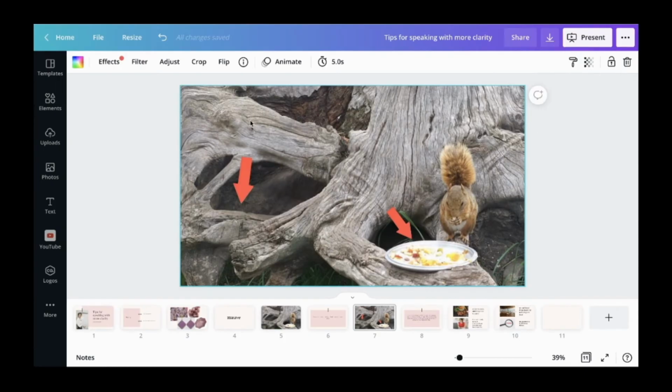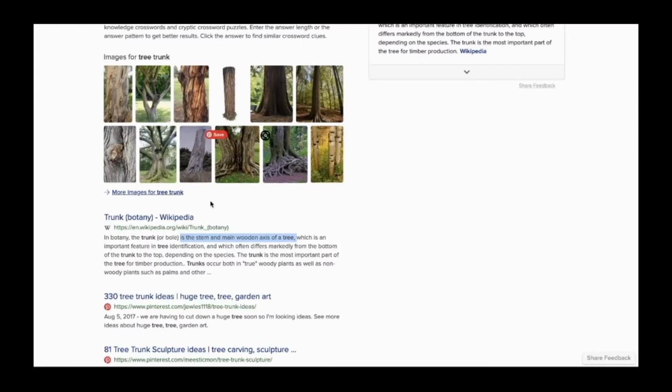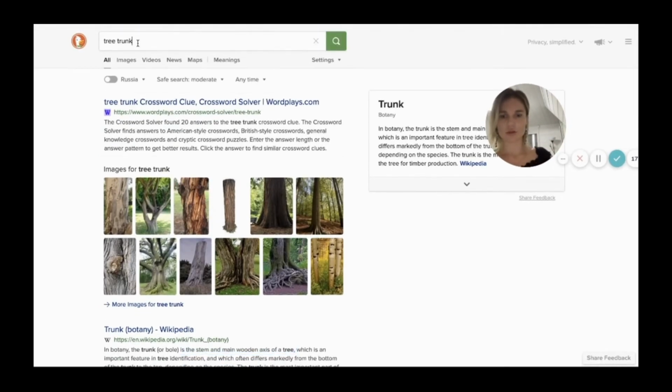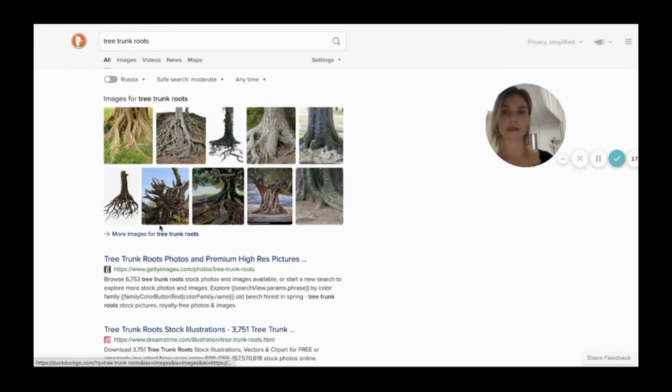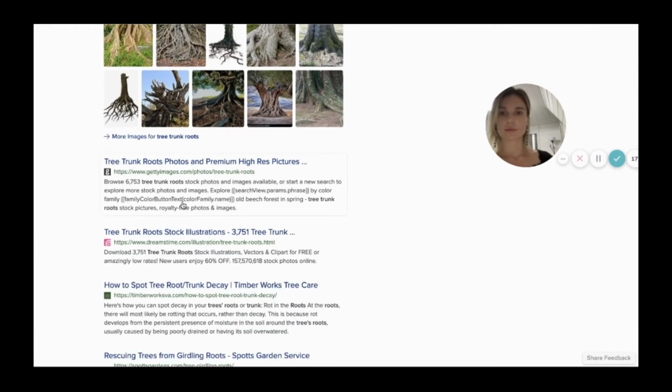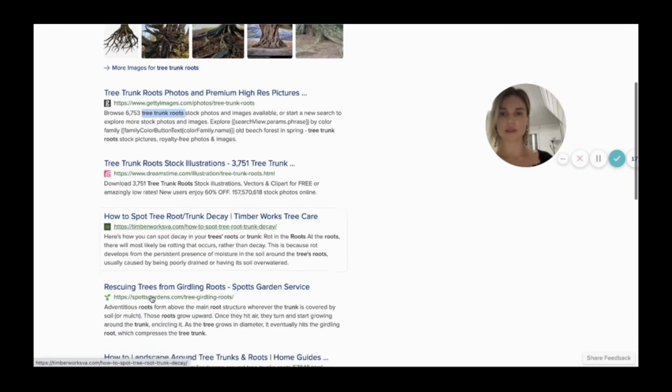And coming back to this picture, I think what is above could be called a tree trunk, but here I see the roots, right? The roots of the tree. And the roots are above the ground as well. So tree trunk, roots, maybe we will find an explanation of what tree trunk roots are. Wow, stock photos. How to spot tree root trunk decay, tree trunk roots.